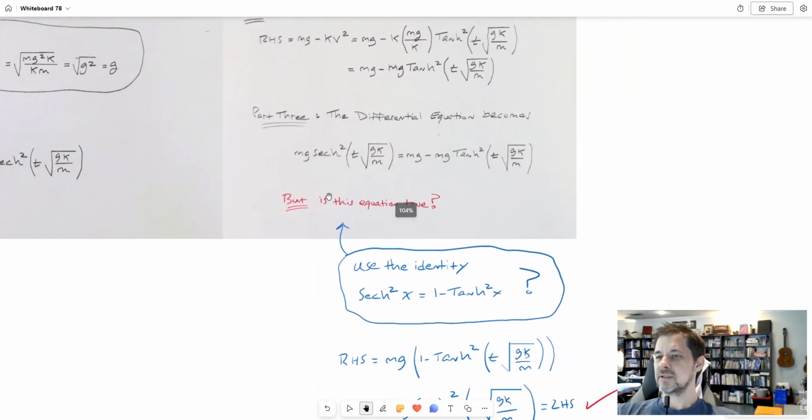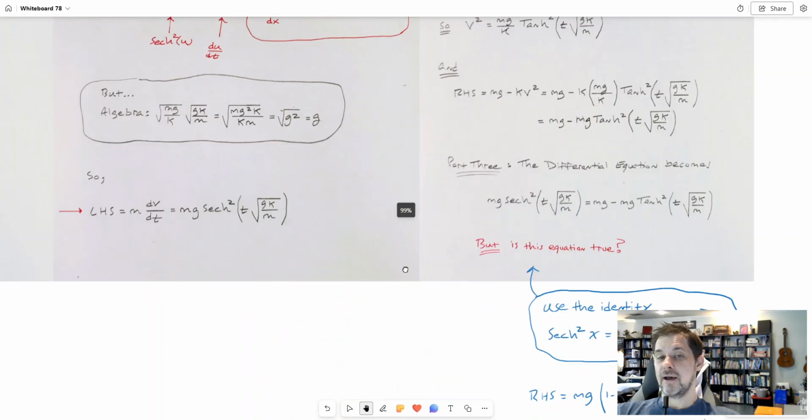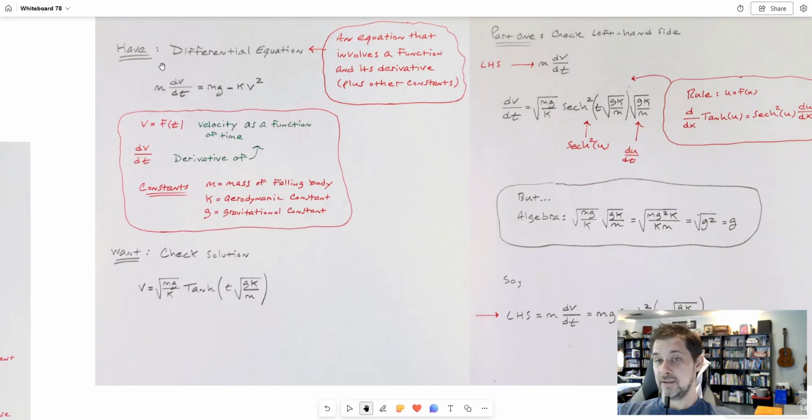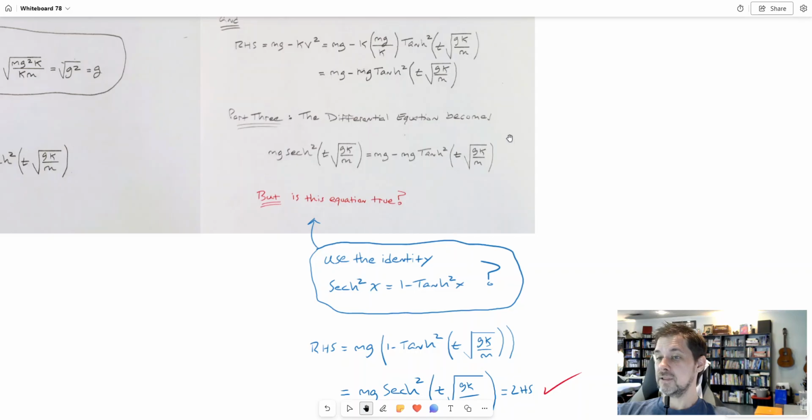Now the issue with this last part is I want to show that this is true. I want to show that when I take this function and plug it into that equation, that I get a true statement. And this is not obviously true because this does not look the same as that. Maybe we can show that they're the same, but at least looking at it, they're not the same. Okay, so let me show you what is entailed here with this.